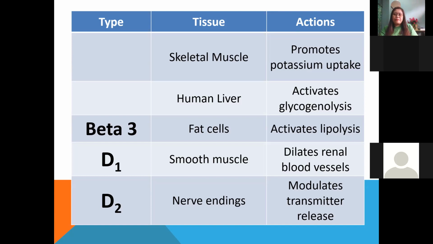Okay? And then in the human liver, we can also see a minimal amount of beta-2 receptor wherein ang effect niya is activation of glycogenolysis. Say meaning ani? Did you discuss this sa inyong biochem? Kaning glycogenolysis?